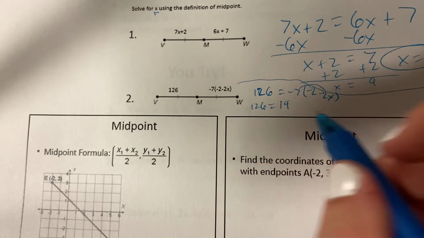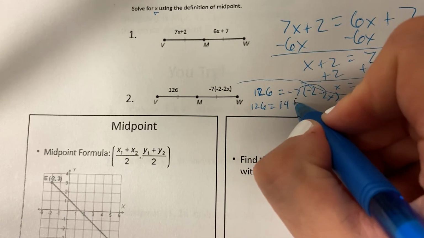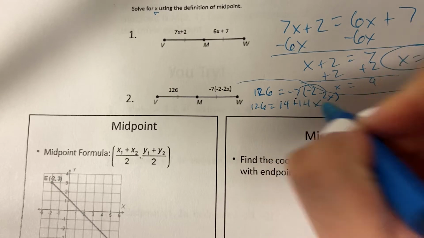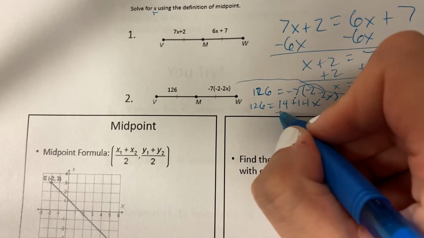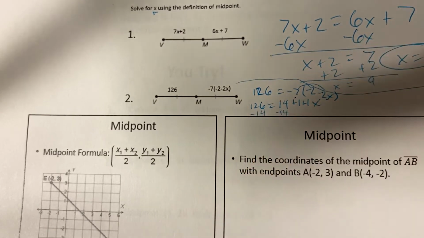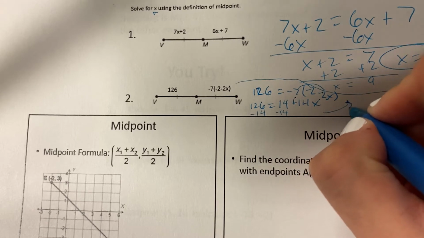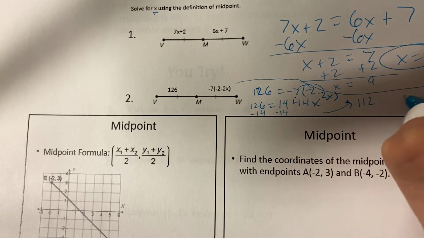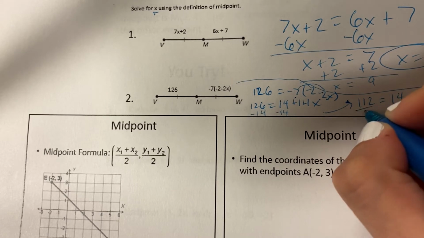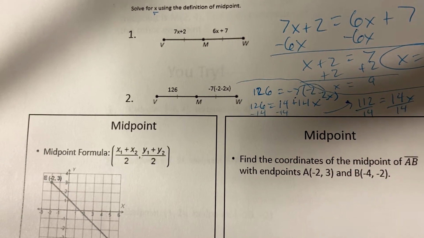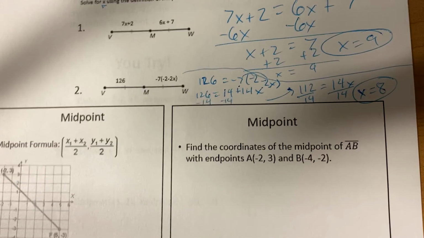So 126 is equal to positive 14. These are two negatives. We're distributing, so this becomes a positive 14x. We will then subtract 14. I'm going to rewrite it over here. Sorry, y'all. So this is 112 equals 14x, divided by 14, and we get 8. All right. Oh, you can't see that. Sorry about that.